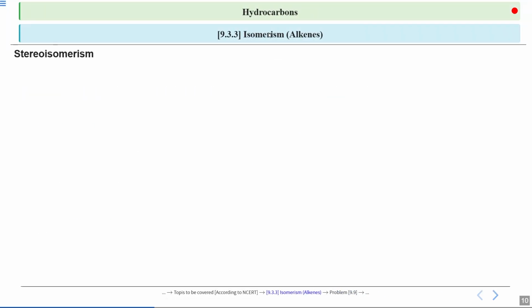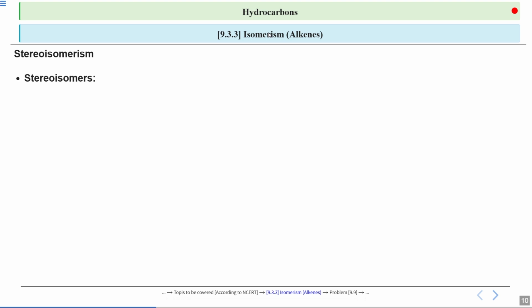Now we are starting our discussion on stereoisomerism. We have talked about structural isomerism, the 3 types: first is chain, second is position, and the third is ring chain. Now the second type of isomerism is stereoisomerism. It is a fascinating aspect of chemistry that deals with the spatial arrangement of atoms in molecules.